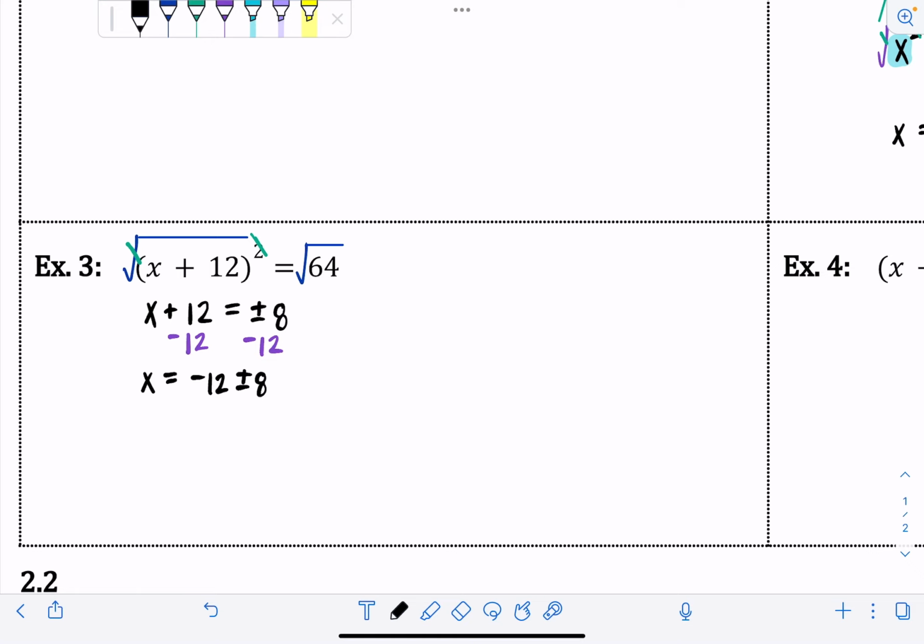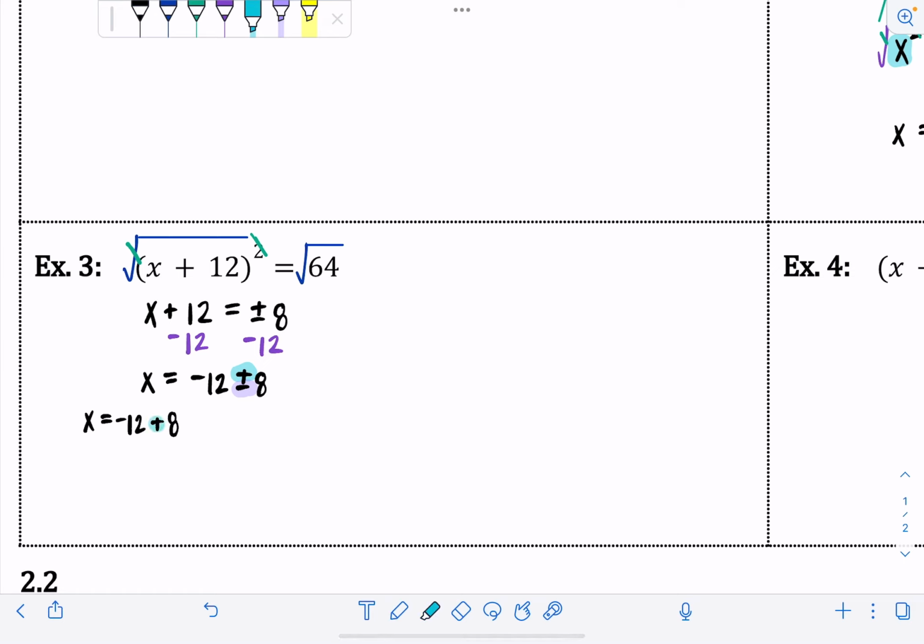To do it, it's a little bit easier if we just go ahead and set up 2 separate equations. One that has the plus and then one that has the minus. So one is going to be x equals negative 12 plus 8. And then the second equation would be x equals negative 12 minus 8. And then now we've just solved them both separately.